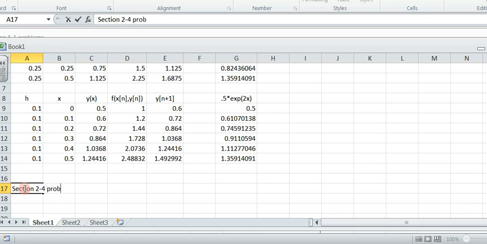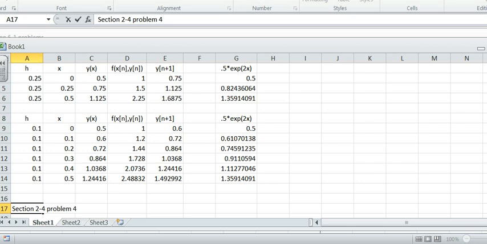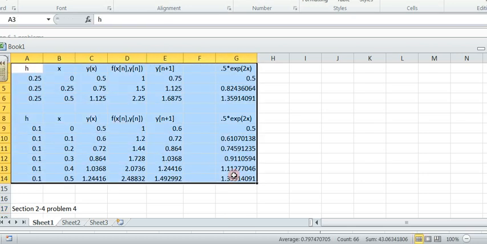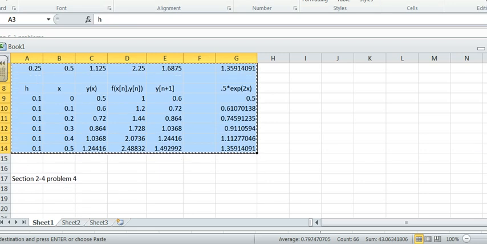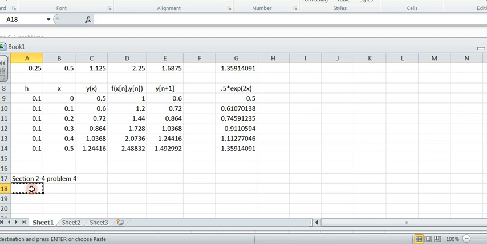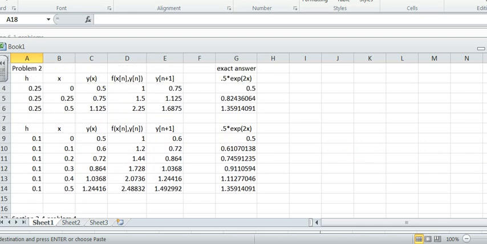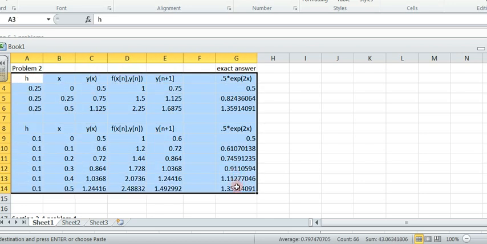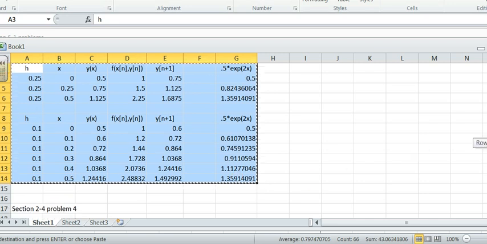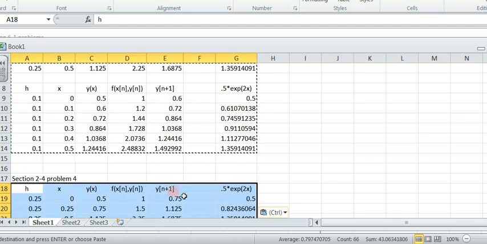Section 2-4, problem 4. We'll bring with us all of this stuff and change it as we need it. I hit the wrong button. That'll teach me. Copy, paste. Okay, so what does problem number 4 have? y prime is equal to x minus y, y(0) is 1, and the answer is 2e to the minus x plus x minus 1.